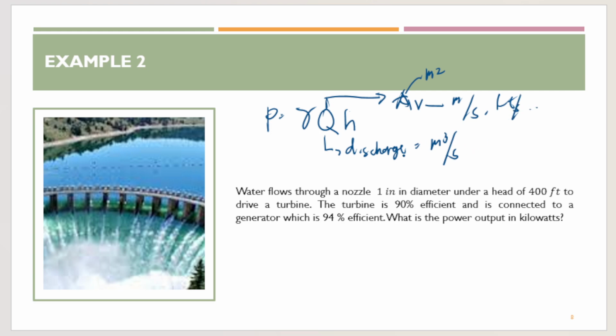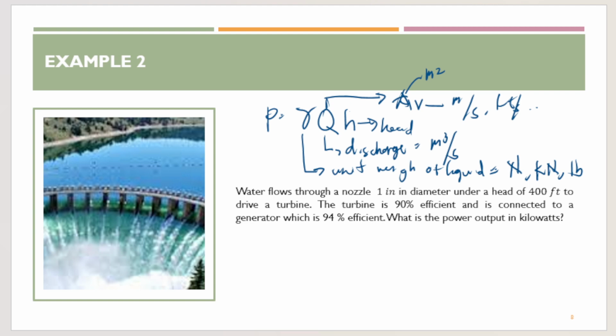Gamma is the unit weight of water or unit weight of liquid. Usually, gamma is in terms of newton, or kilonewton, or pounds. And then the height is our head, or energy head. So that is power in fluid mechanics or in hydraulics. If that's the case, we could solve the power output in this problem.